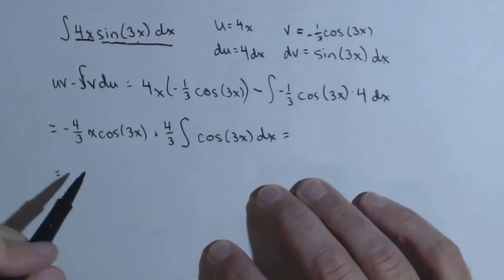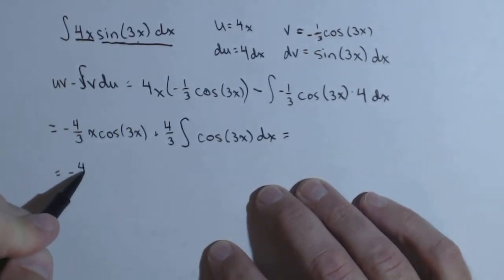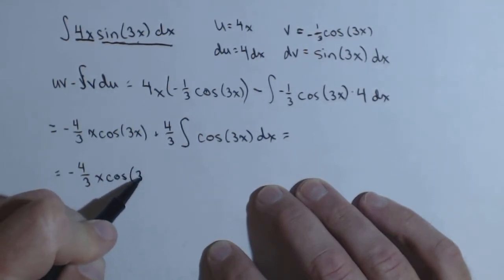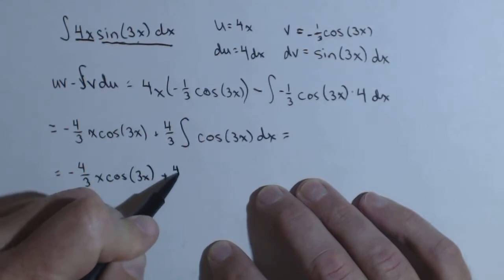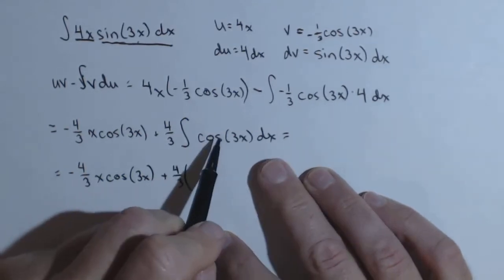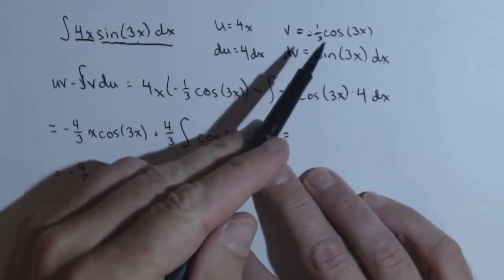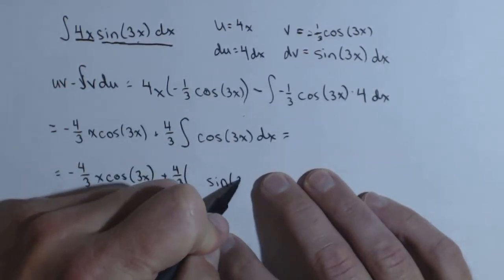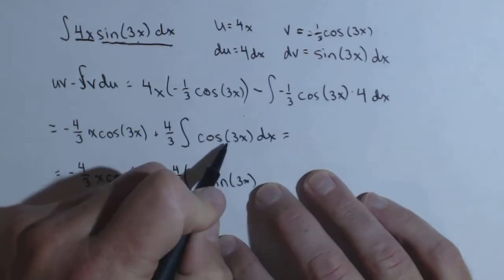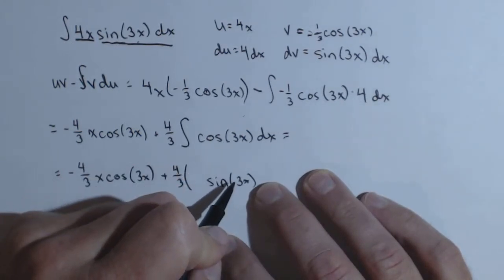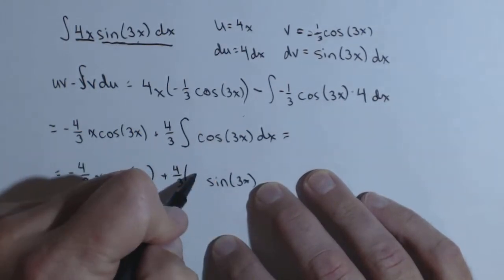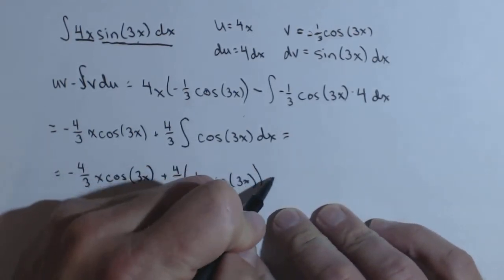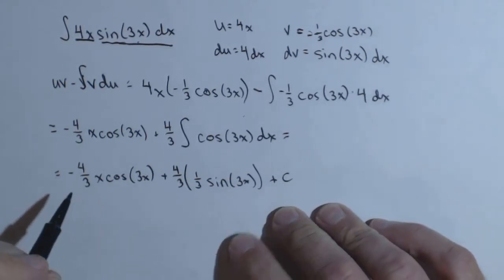So let's just go ahead and go down to the next line. This part's going to be in there, negative 4/3 x cosine of 3x plus 4/3 in our antiderivative here. Very similar to what we had to do here. The antiderivative of cosine is sine, so that'll be a sine of 3x. And as we mentioned before, if we were doing the derivative, we'd have to multiply by 3 because of chain rule. So the antiderivative, we have to multiply by 1/3. And we'll have a plus c here at the end.